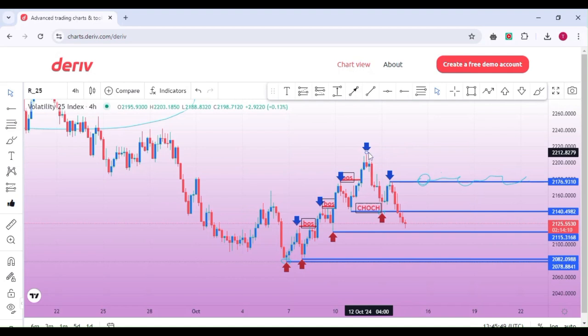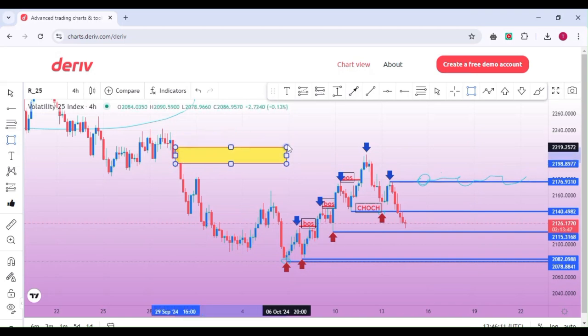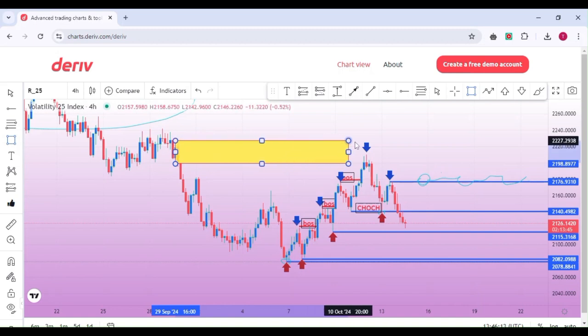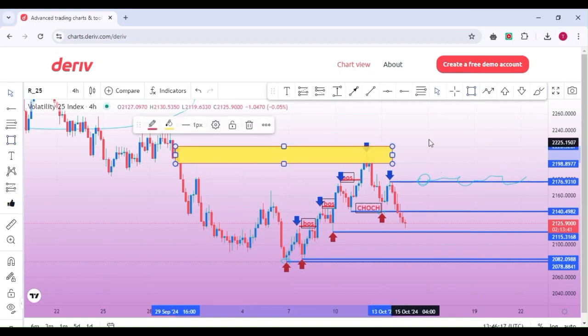So moving to the back, I can spot an order block on the left side. Let me pick the rectangular tool. You see this area here, I spot an order block. That point is a candlestick opposite from the bearish candlestick. That's a bullish candlestick, very opposite, and it is in between the two bearish candlesticks.